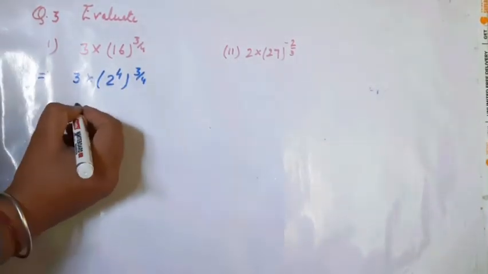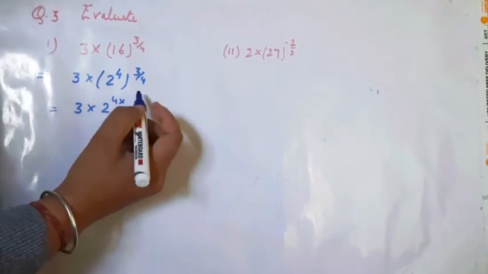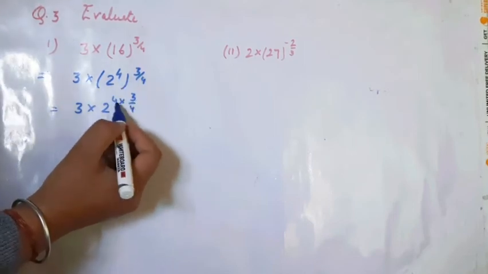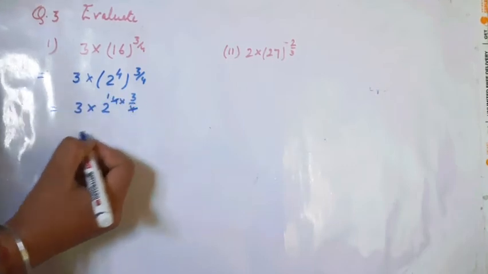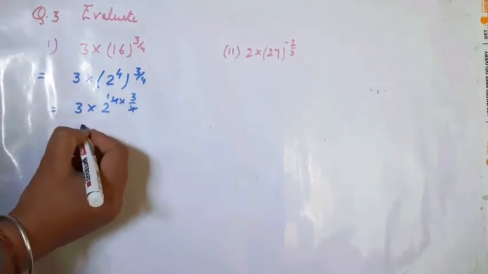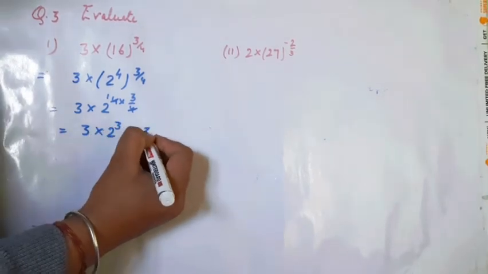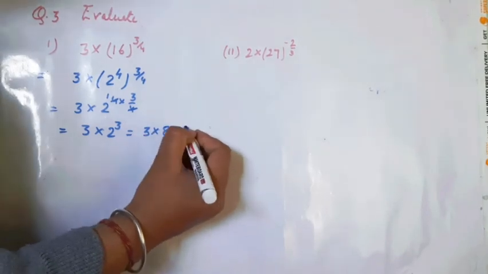So then 3 multiplied by 2 raised to power 4 multiplied by 3 upon 4. You know the formula, power raised to power means powers will be multiplied. So 4 ones are 4. This will become 3 multiplied by 2 raised to power 3, which is equals to 3 multiplied by 8, and 8 threes are 24.